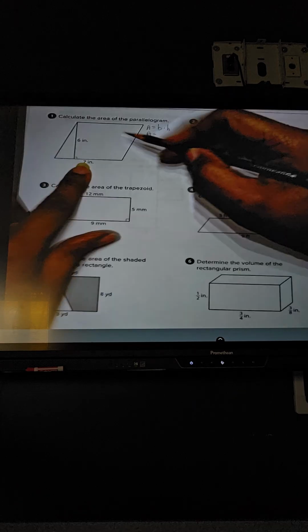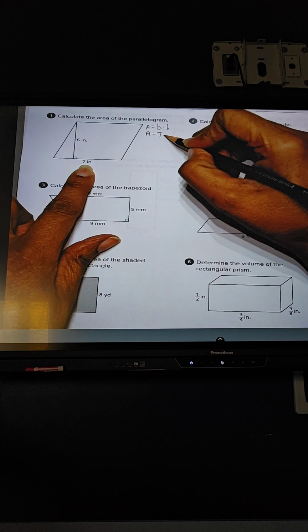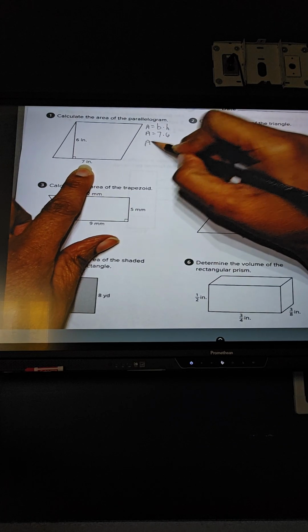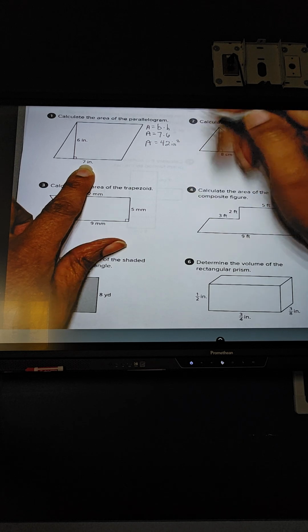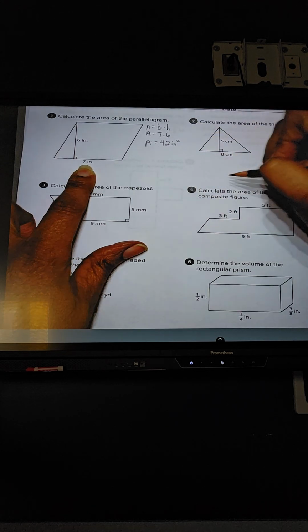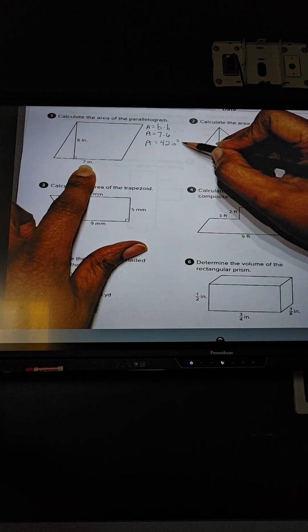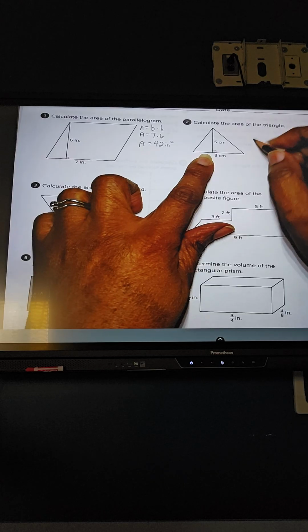Therefore, area equals, the base is normally the bottom, 7 times 6. Area equals 42 inches squared. Please remind them as well, if they do not tell me it's inches, feet, yards, or centimeters, and tell me it's squared, it's going to be incorrect. Okay? Number 2, calculate the area of a triangle.